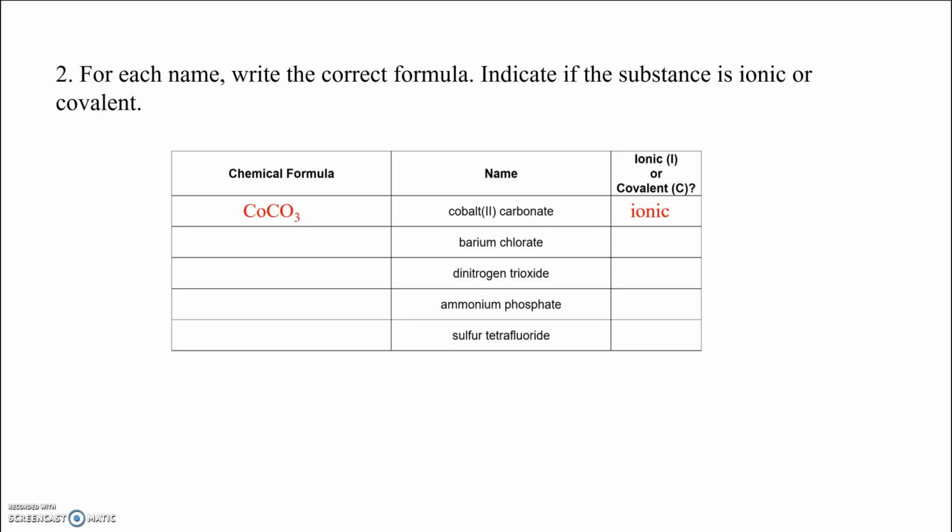Our second one, barium chlorate, Ba(ClO3)2. Barium has a charge of +2, chlorate -1. Again, an ionic compound. The third one, dinitrogen trioxide. The fact that we're using the di and tri prefixes tells us that this is not ionic, it's covalent, and this would have our formula N2O3. Ammonium phosphate. Ammonium has a charge of +1, phosphate -3, so I need 3 ammoniums. An ionic compound. Sulfur tetrafluoride. Again, it's going to be covalent, so our formula will be SF4.